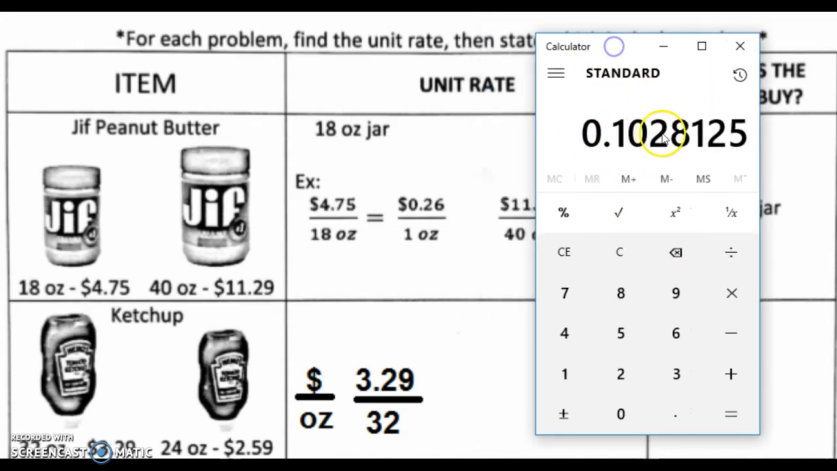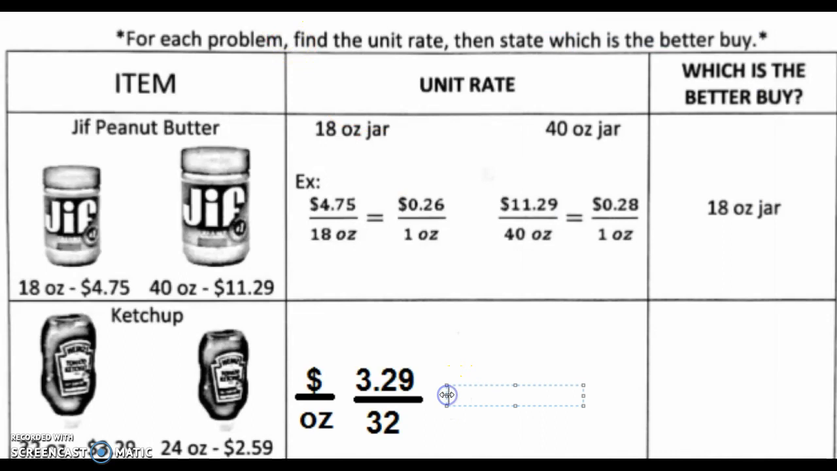Equals 0.102. Remember, we're only going to this third number to decide whether this number is going to go up or down, or stay. It says this is below 5, so I'm keeping it at 0.10. So this is going to equal 0.10 cents per ounce, right? All right, let me make this smaller.